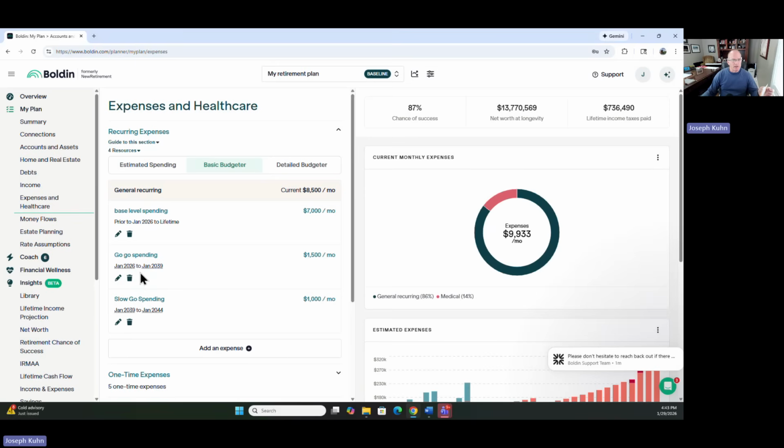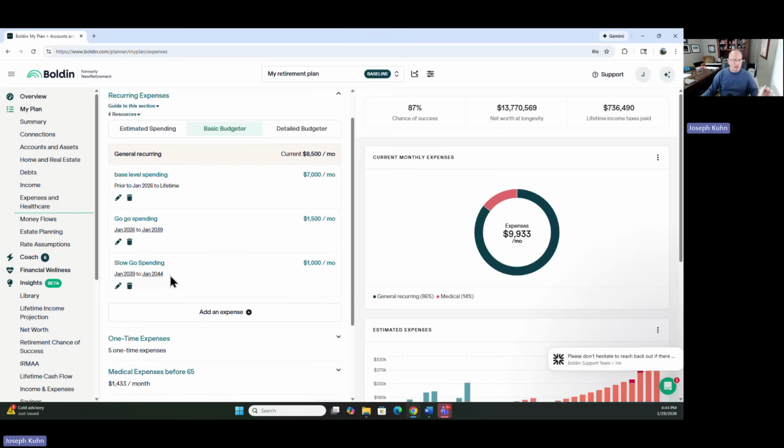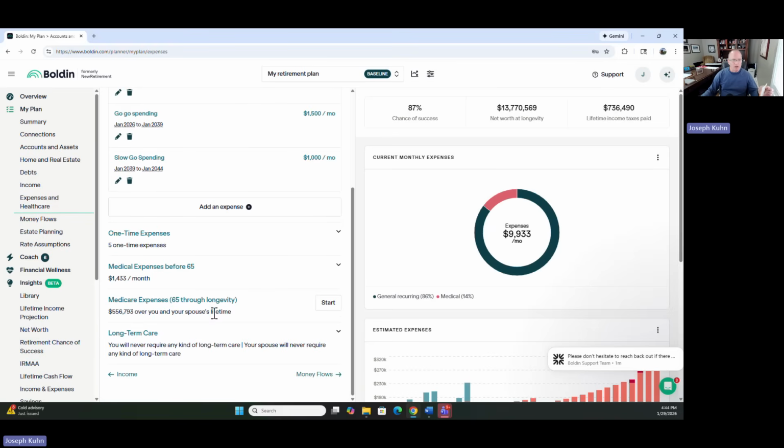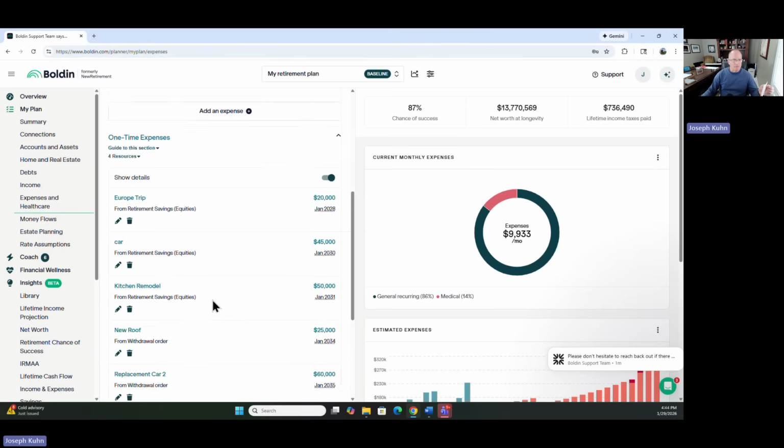Then I got go spending in here that goes until I'm 75. Okay, and I'm married. My wife's the same age, and this is a dummy account. So an extra 1,500 a month till we're 75, and then from 75 to 80, we're slow go spending, so we dial that down to 1,000. Okay, and then the base level is all the time, goes through lifetime. Then I also got one-time expenses in here. You can add as many as you want. One-time expenses, I've got 5 of them here.